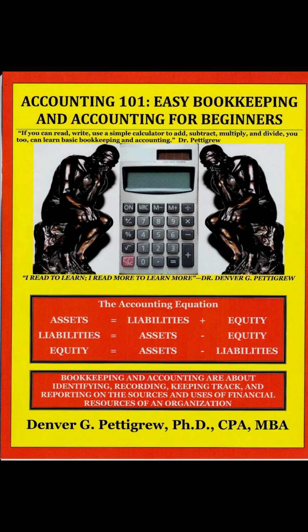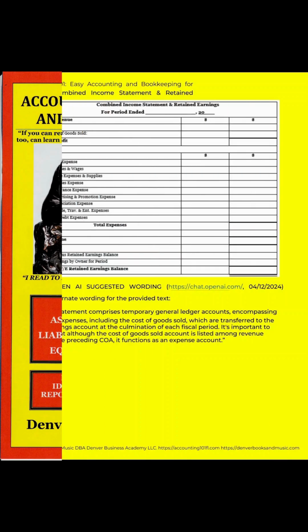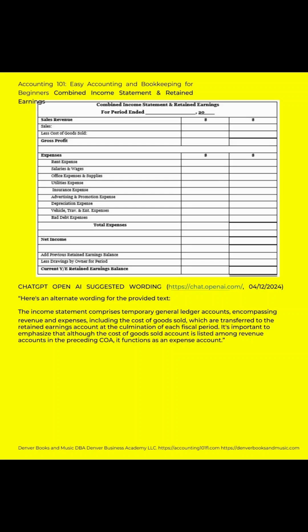The general ledger accounts in the firm's chart of accounts for the income statement are temporary or nominal accounts because their cumulative balances are zeroed out at the end of an operating cycle or financial period, so they can start the subsequent financial period with zero balances to record activities for the new operating cycle.